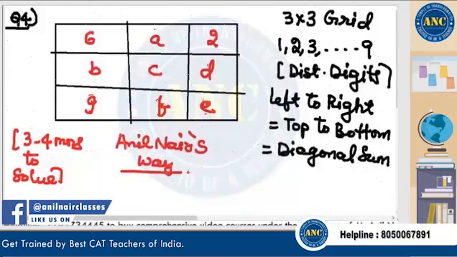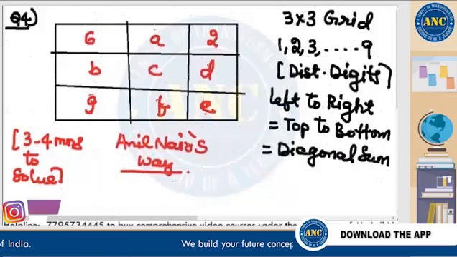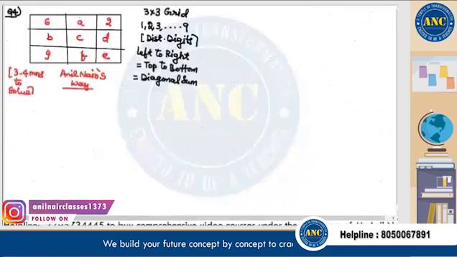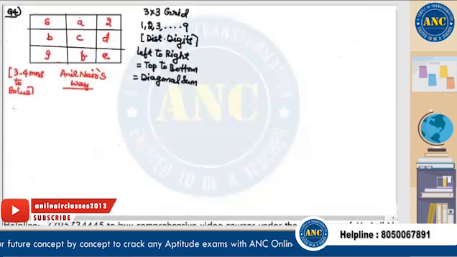First thing, there is a 3 into 3 grid. Every box I need to keep a digit. Now see here. Logical way to solve. Steps.